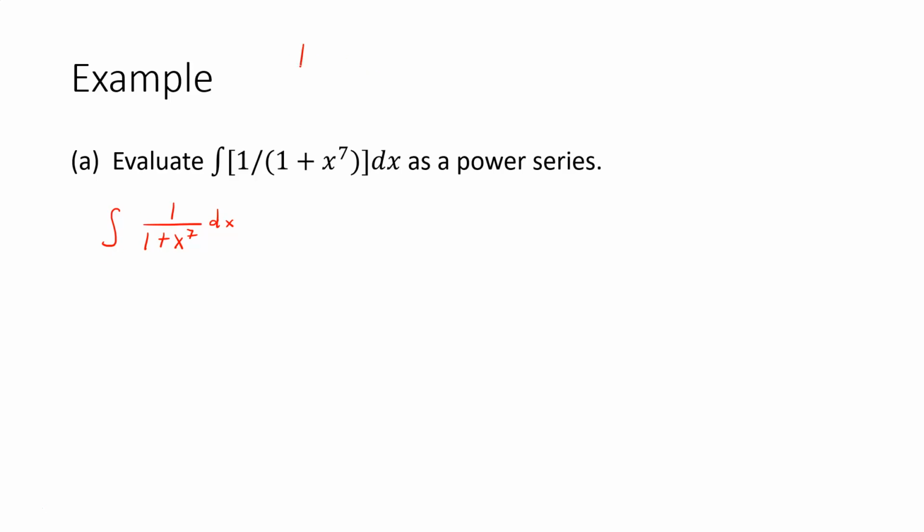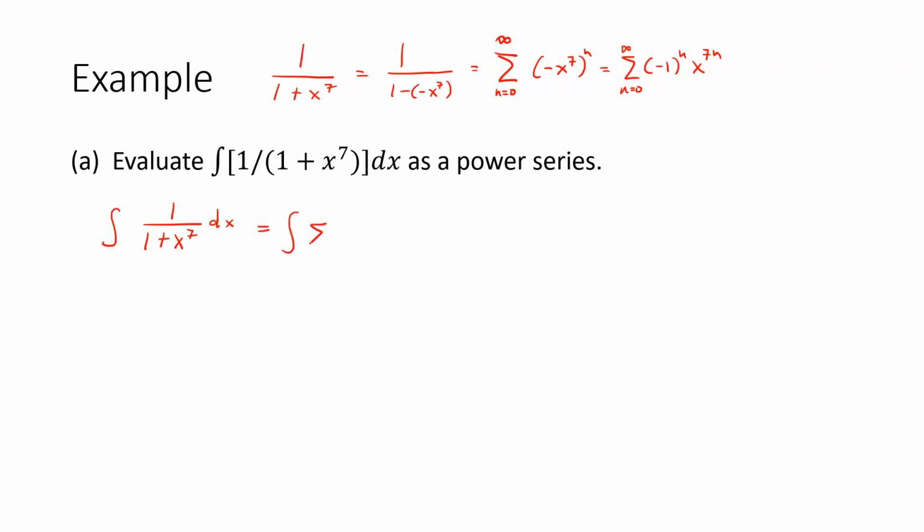Just quickly up here, we can work it out. 1 over 1 plus x to the 7th is really 1 over 1 minus negative x to the 7th. So we can substitute negative x to the 7th into our power series representation. And so we have the series negative 1 to the n, x to the 7n, as the power series representation of this function. Therefore, we can integrate that function as a power series.